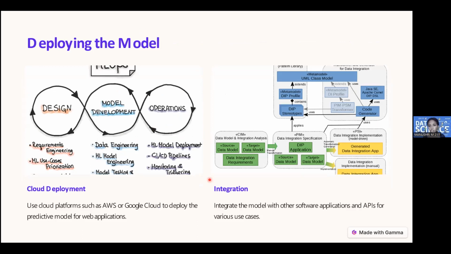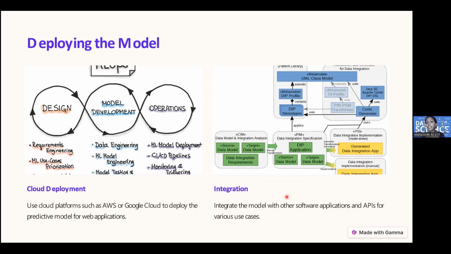Even for future work, which I have not done here and which was not mentioned in my problem statement, we could use cloud platforms such as AWS or Google Cloud to deploy the predictive model for web applications. This is just future work or inference for the people who want to take this model to the next stage. They can try to deploy it in the cloud, like AWS or Google Cloud.